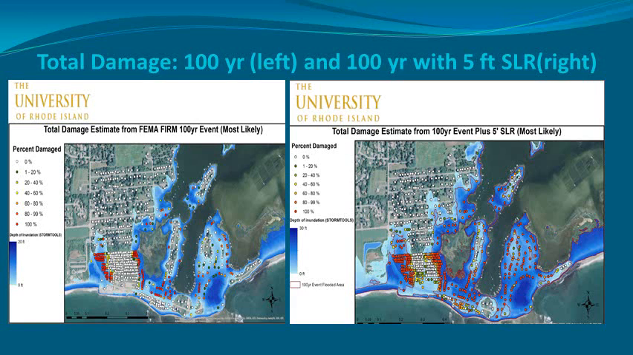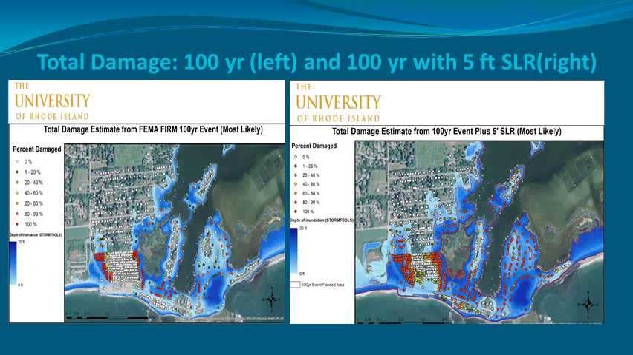So if we look at, and in most cases what we have been using right now is a 100-year storm event, because that is the one that's typically used for floodplain mapping. This will estimate the damage for structures. So this is a 100-year event, no sea level. This is a 100-year event with 5 feet of sea level rise.